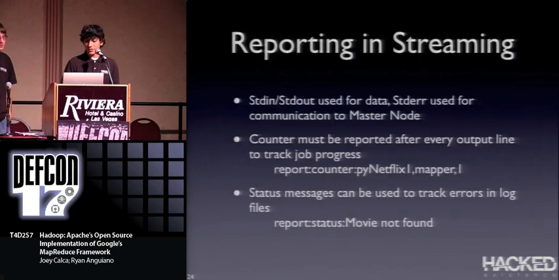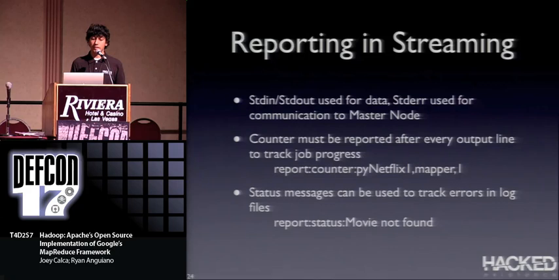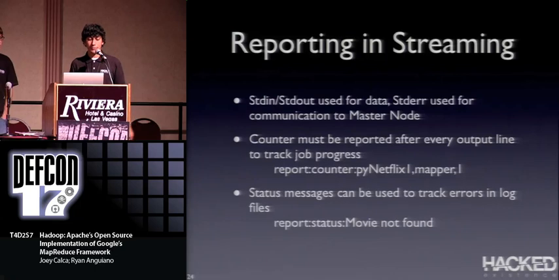Reporting and streaming. Since you're using standard in and standard out to basically handle your data, you have to use standard error to communicate with the master node. Since master node kills any job that doesn't report back, you have to use this. You have to use a counter after every line you process, and you basically do this by writing to standard error, report : counter, and then your job name, the phase, so it'd be mapper in this case, and then comma 1. And you could also use status messages to track errors in the log files.